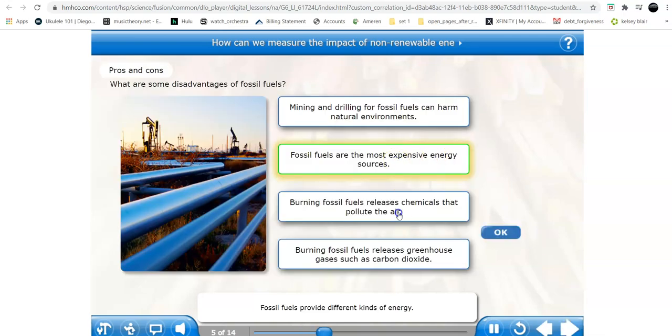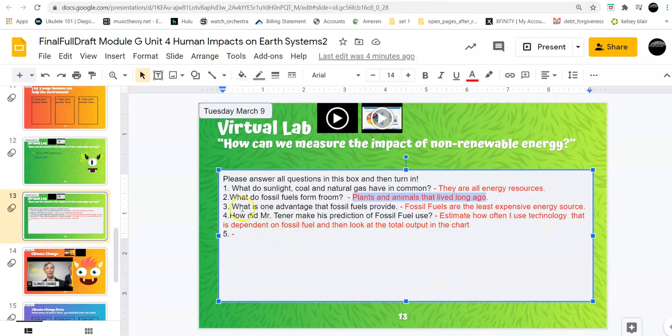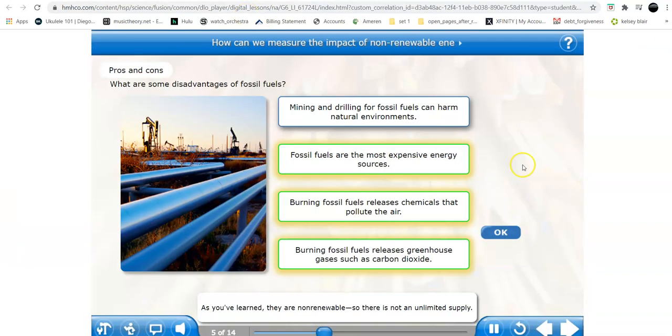Fossil fuels provide different kinds of energy. They are generally easy to find and easy to store. And natural gas and oil can be transported long distances through pipelines. But fossil fuels have disadvantages too. As you've learned, they are non-renewable, so there is not an unlimited supply. What are other disadvantages? Click all the answers that apply, and then click OK.